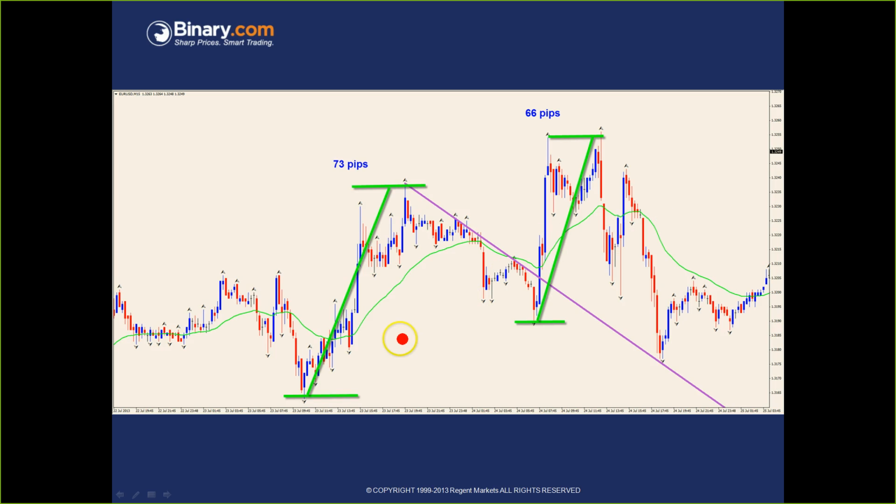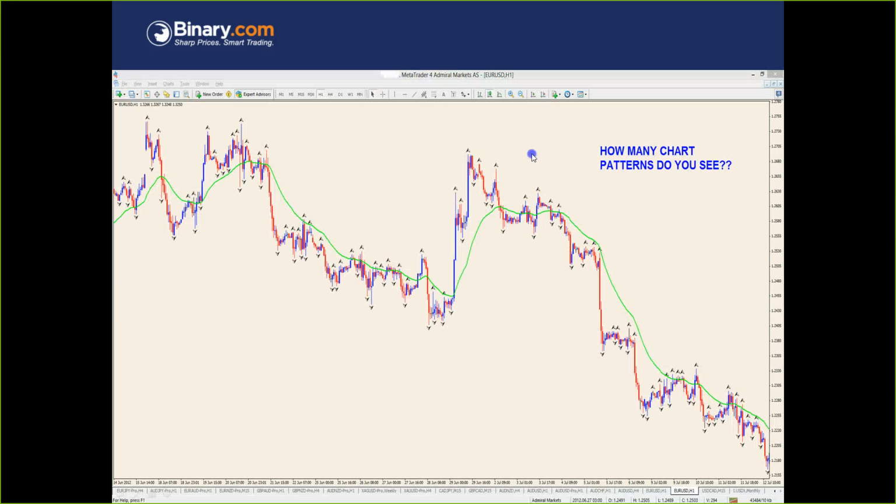Here's an example. We have upside, followed by correction and upside. The first upside is 73 pips. The second upside is 66 pips. It's a rough guideline of what you can expect. Sometimes price goes further, but roughly this is what we can expect.